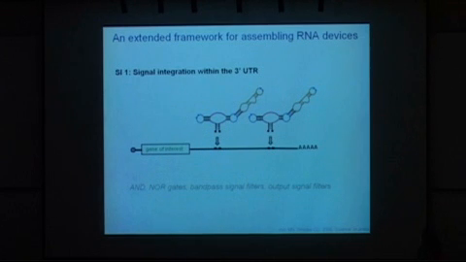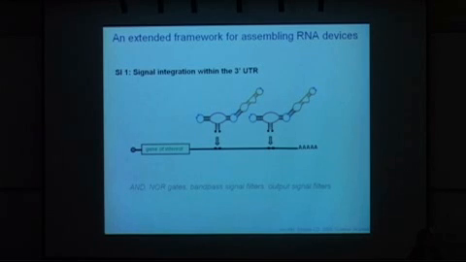Okay, so the first type of extended framework that we described is one that we would refer to as signal integration within the 3' untranslated region of our transcript of interest. So here, essentially, we're taking single input devices, treating them as modules, and just linking them in series within the 3' UTR of our target gene. Depending on the functional properties of each of these single input gates, you'll be able to perform different types of computation. We've shown that you can build AND and NOR gates, also bandpass signal filters, and output signal filters.